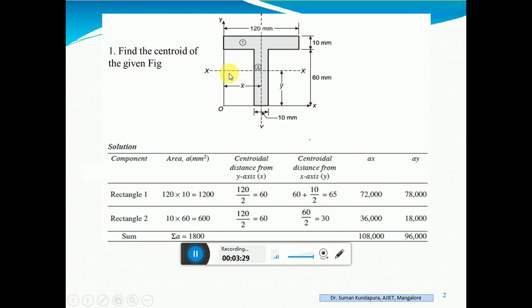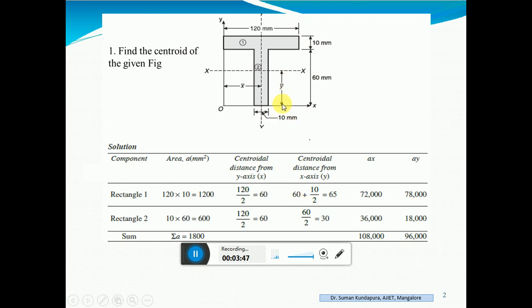Okay, but the symmetry doesn't exist in the case of the x axis. If I draw the x axis here and fold this lamina, it is not symmetrical about the x axis. So there exists some y bar. What that y bar is, you are supposed to find out.